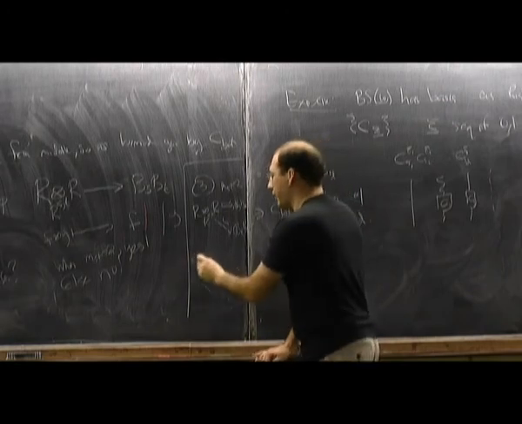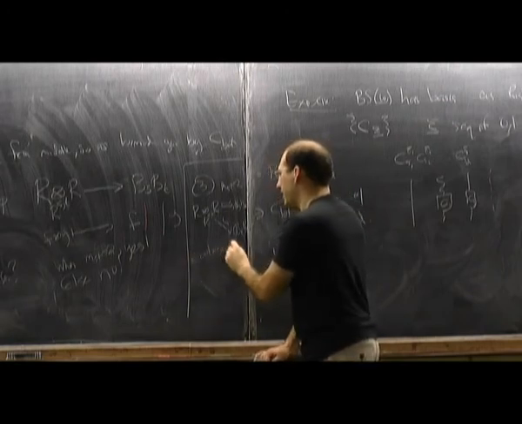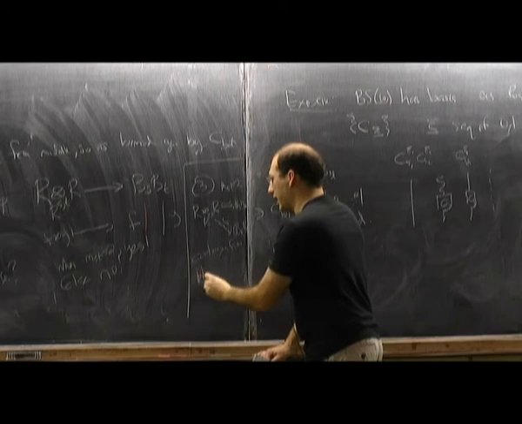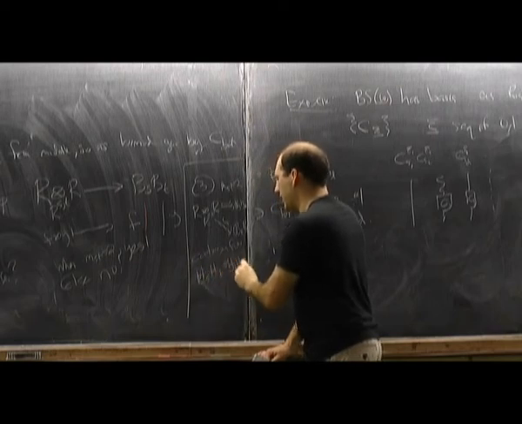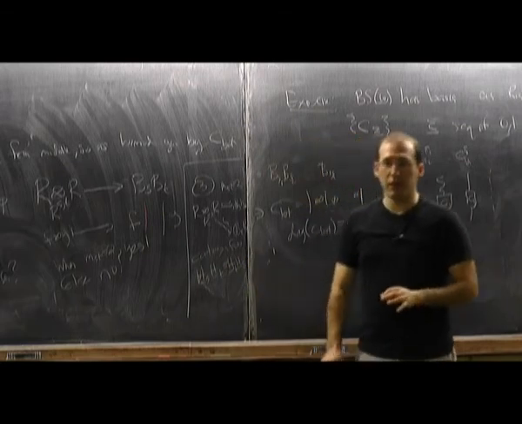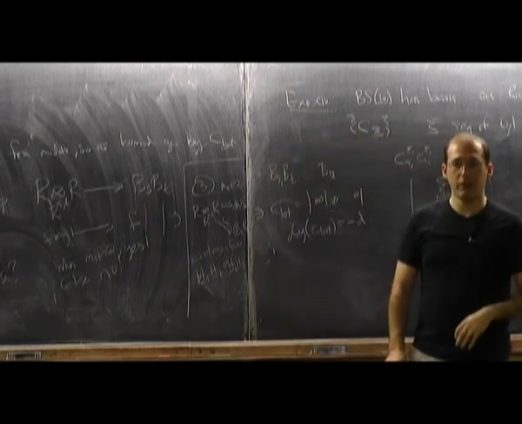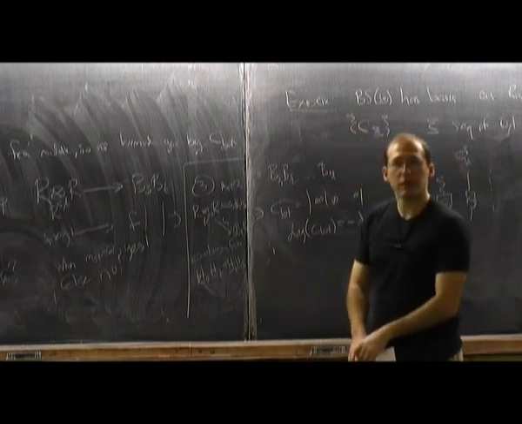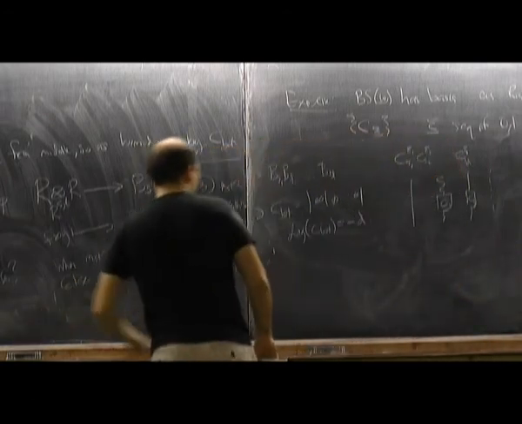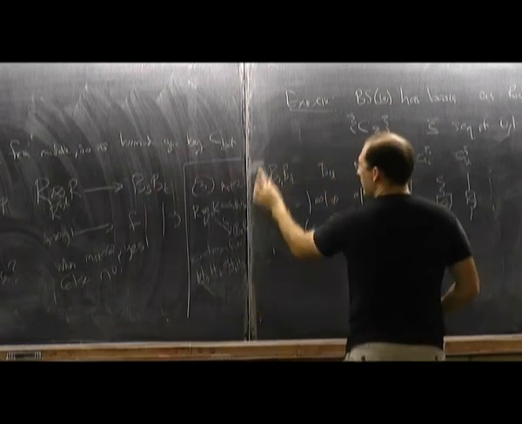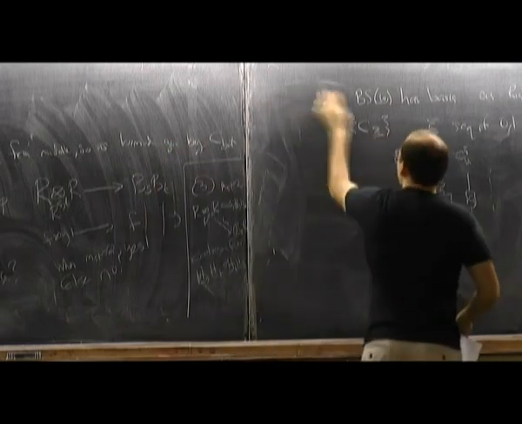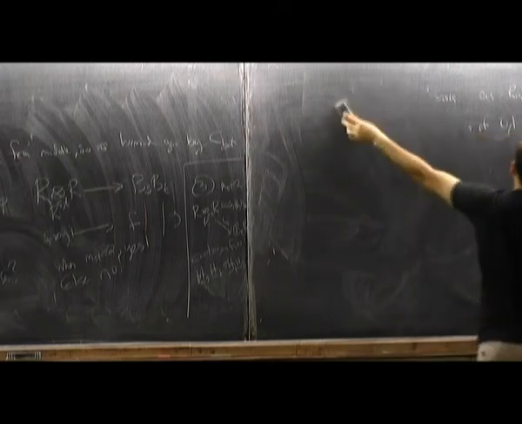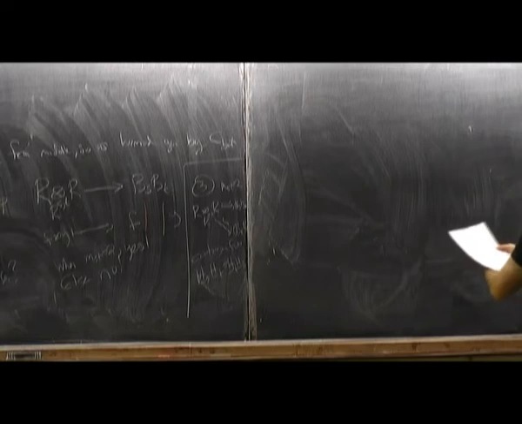And that categorifies the relation that h_s h_t was equal to h_t h_s. That's the braid relation when m is 2. Okay, the modified version of the braid relation for the Hecke algebra, which happens to be the same when m is 2. When m is not 2, you need to be more subtle.